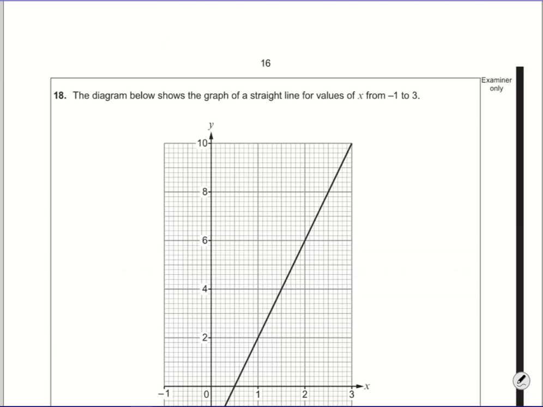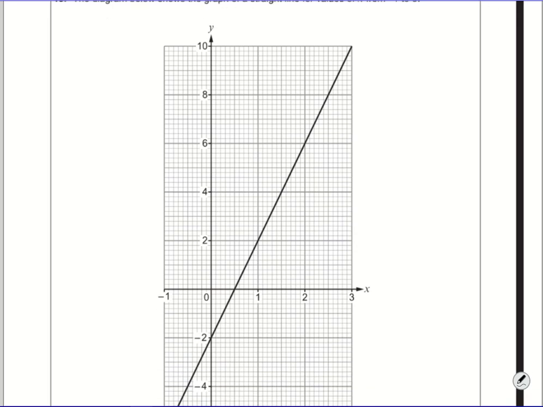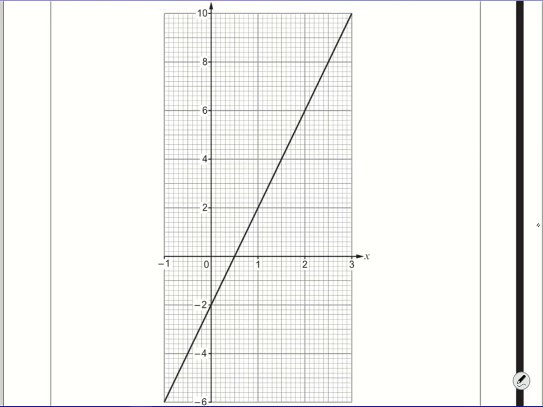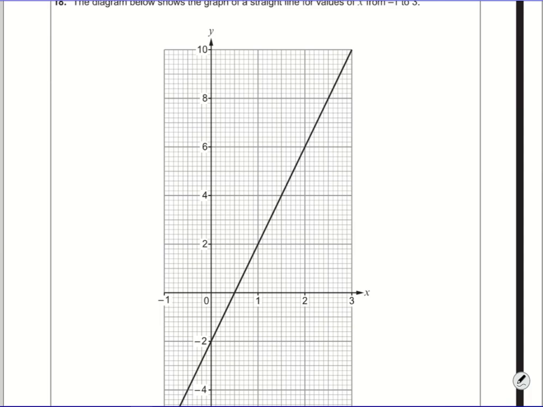Question 18, so this is all about gradient and intercept. Gradient is how steep the line is, and to do that, you need to draw some little triangles underneath your graph. So find a nice little corner where it meets the graph perfectly. I would say that's a nice corner there. Then find yourself another nice little corner where it meets the graph, so I'll go for that one.